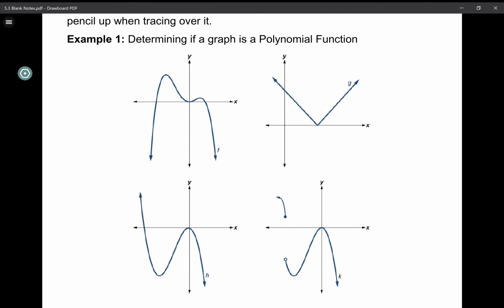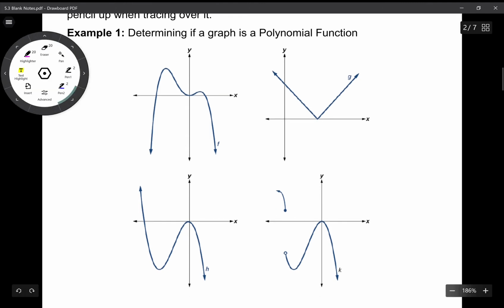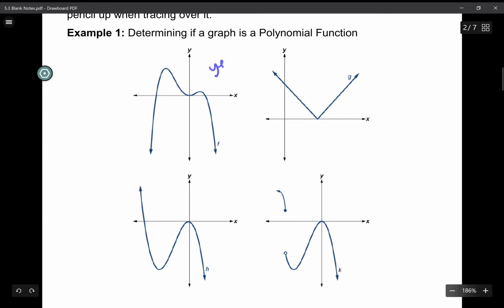Well, the first one is a polynomial function, so this is a yes. Let's actually get a pen so I can write there. Yes. Smooth continuous curve. This guy is a no. We should recognize that as an absolute value. This guy is a yes. Again, another smooth continuous curve. And this guy is a no because of this big gap right here. Can't have big gaps in polynomial functions.